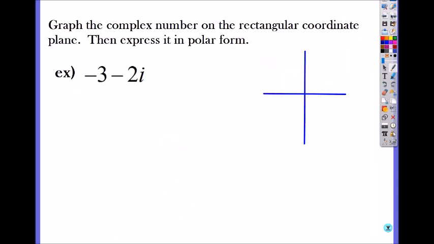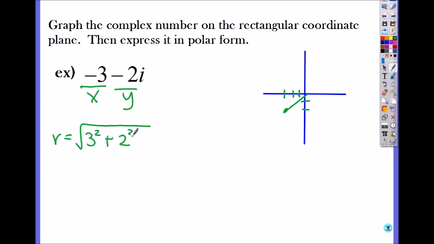All right, number 2. Graph the complex number on the rectangular coordinate plane, then express it in polar form. So this will be what? Negative 3 is x, and this is your y. So this is on the 3rd quadrant. So let's find r. R equals the length, the radius. It's the Pythagorean theorem: 3 squared plus 2 squared. I know it's negative, but when you square it, it becomes positive. So I'd rather put it in positive. So it's square root of 9 plus 4, 13.